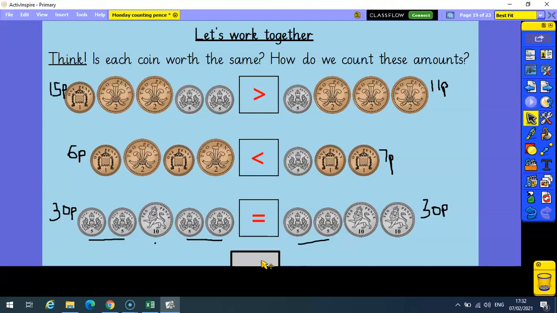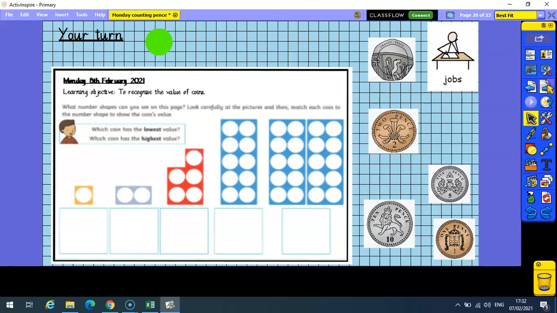Noticing that just because I have more coins on this side did not mean that this side was greater than this side, because 2 of these coins is worth the same as one of these coins. 2 5p's is worth the same as a 10 pence. So 30p is equal to 30p.